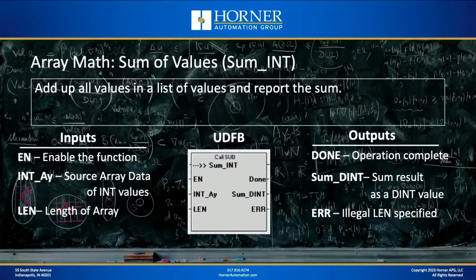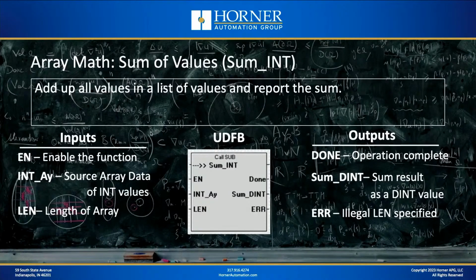The next two that we're going to look at, the first of which is the sum function block. So this function block is pretty self-explanatory. It goes through an entire list of up to 1,000 elements in an array and sums them all together. The inputs are very similar to what we just reviewed with median. We've got an enable bit and a length parameter, and then the integer-based array, which we are going to be using to execute the sum function.